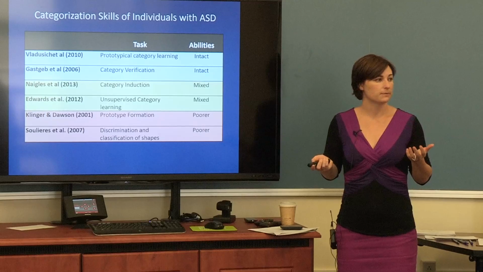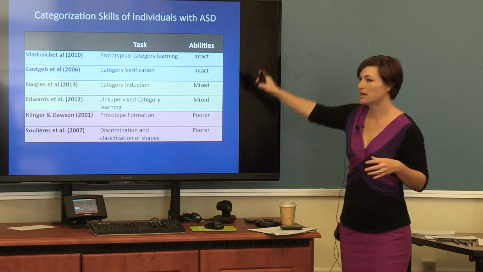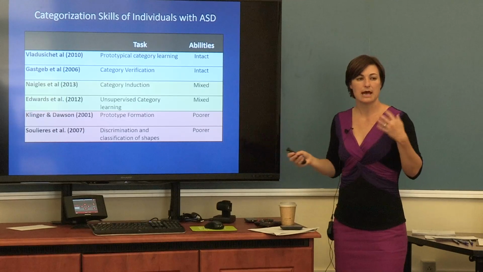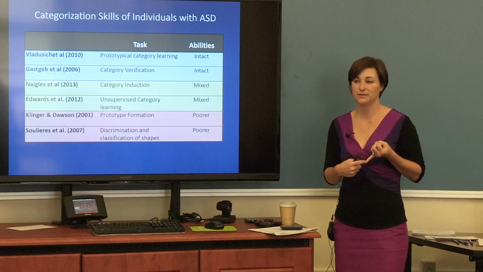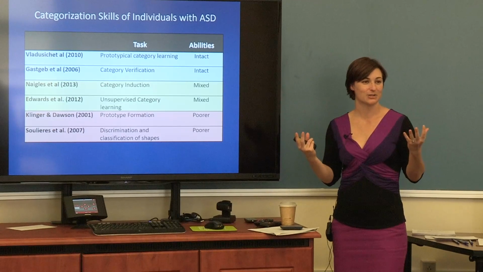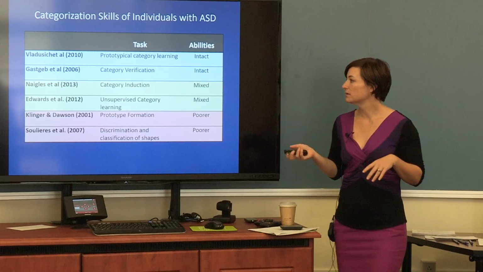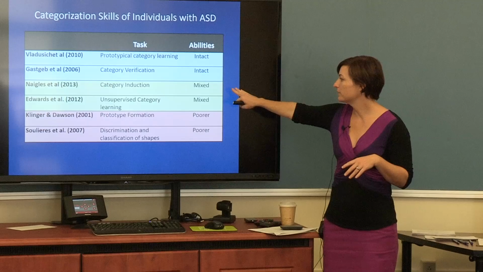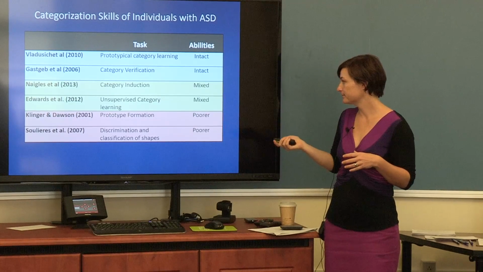And what's really noticeable is not only do we see these mixed results across research studies, part of this may be explained by the fact that we have different tasks that are being used, there are different age groups, there's a variety of confounding factors as to why we may be getting these different results, but it's also really notable that there are mixed findings even within studies.